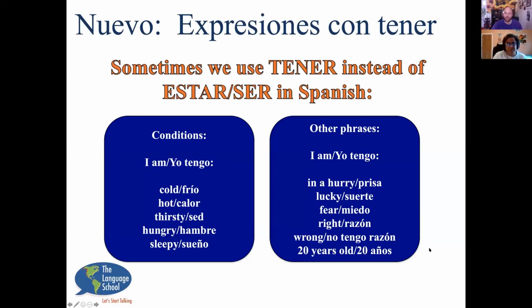Okay, let's try that again. Tengo miedo is I'm scared of something. Tengo razón means I'm right. And then to say I'm wrong, you would just say no tengo razón. And then for age, tengo 20 años.